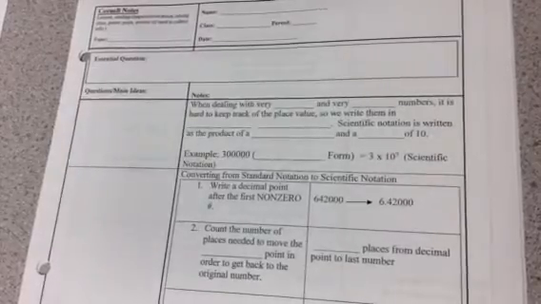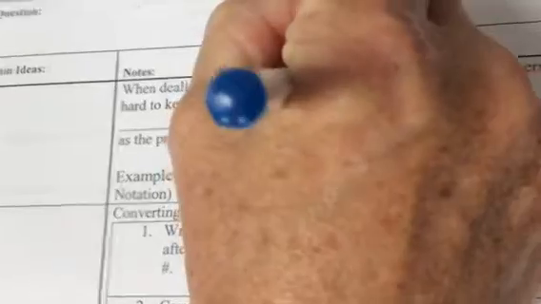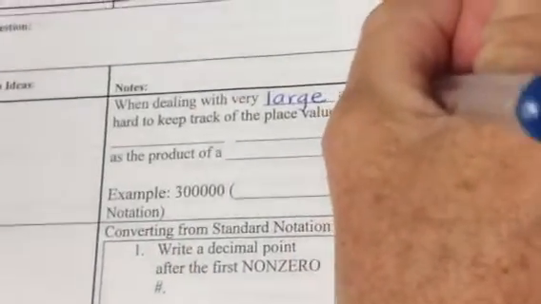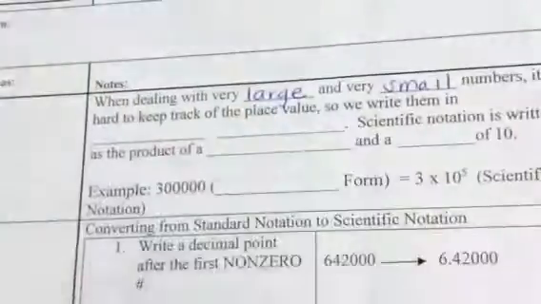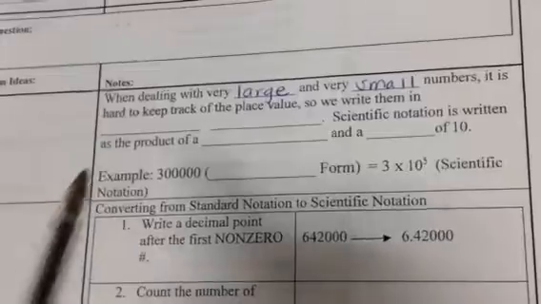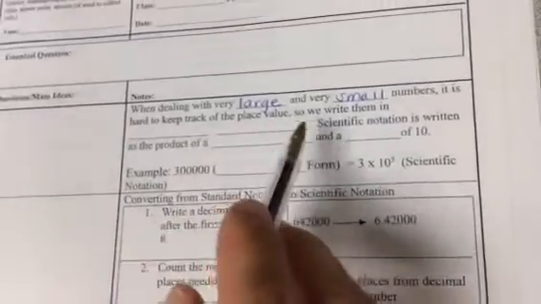Okay, so scientific notation, we use that when we are dealing with very large and very small numbers. And we use that because we need it to keep track of the place value. And so we write in scientific notation.